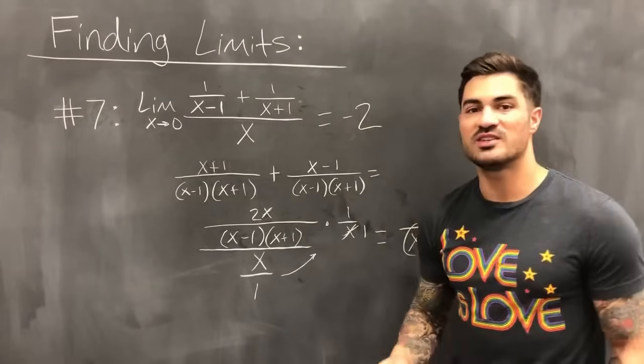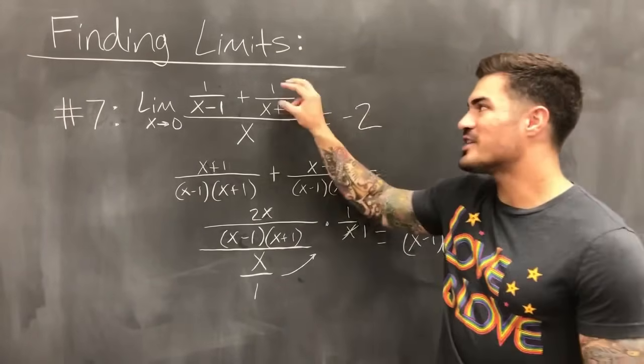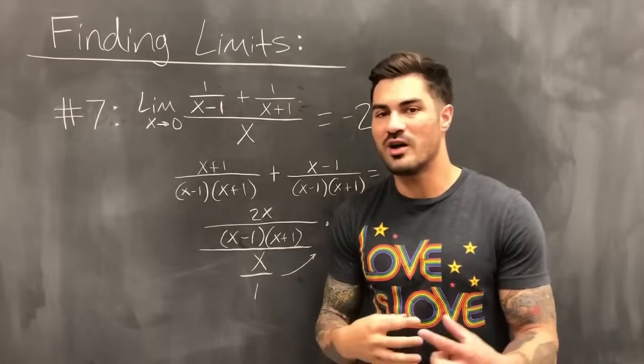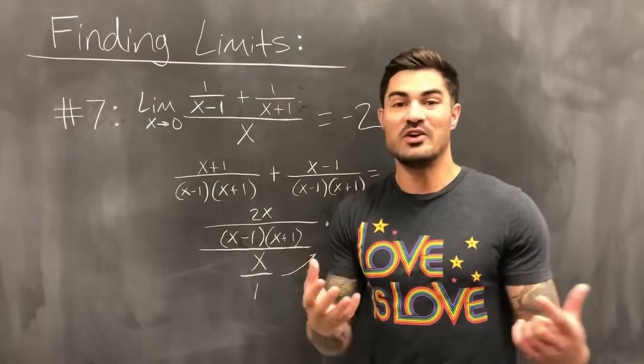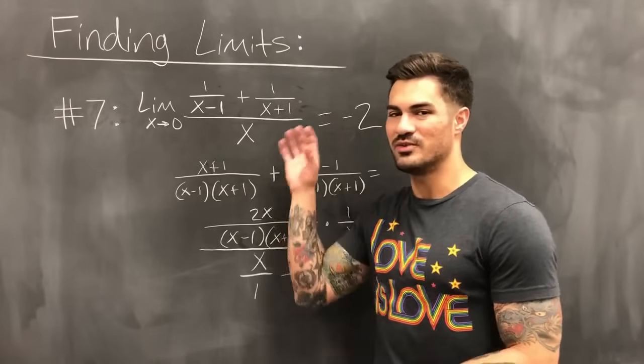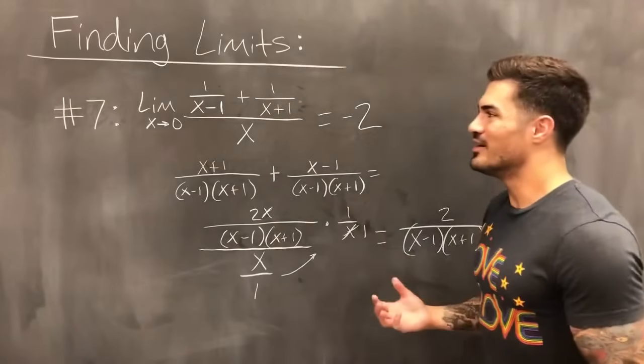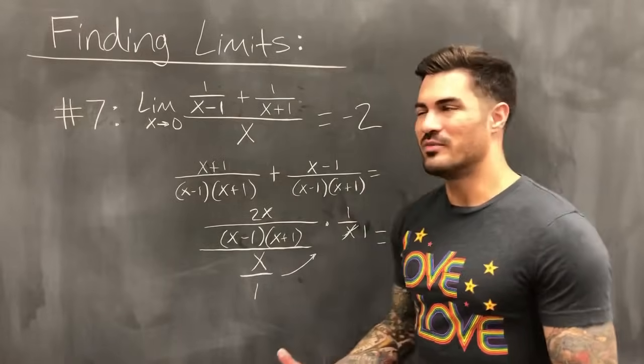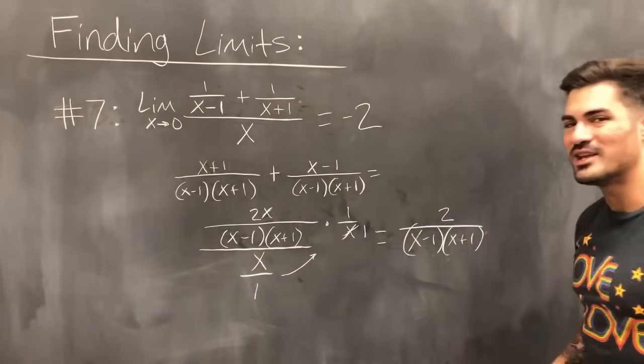So hopefully that makes sense. It should jump out at you when you have fractions that are separate in the numerator or denominator. Combine them, get a common denominator to combine them, and then see if you can reduce to its lowest terms by doing that, by combining the fractions using a common denominator. So hopefully that makes sense. Our limit is negative 2.